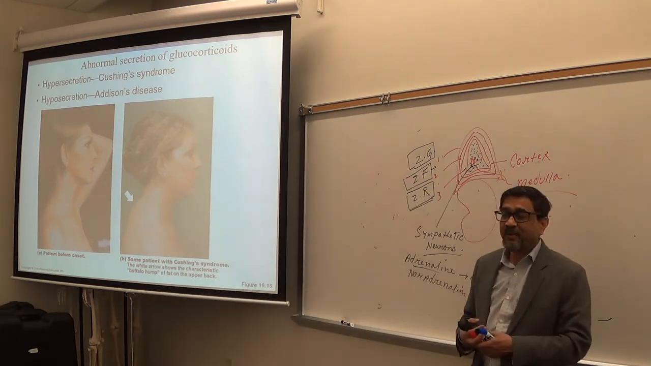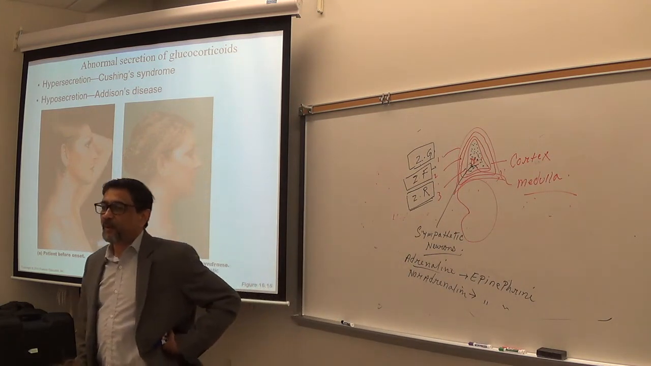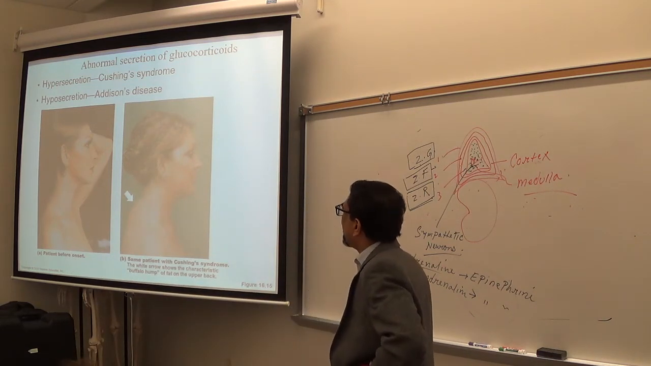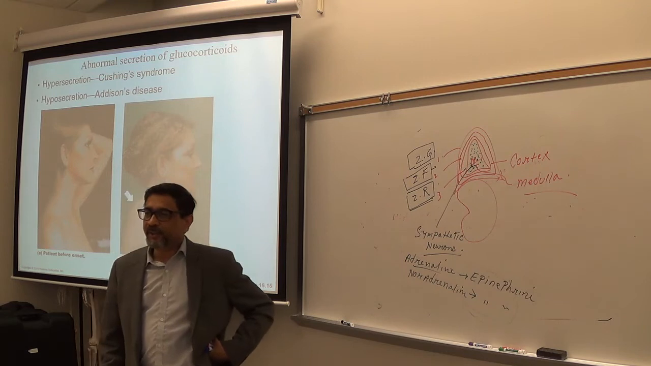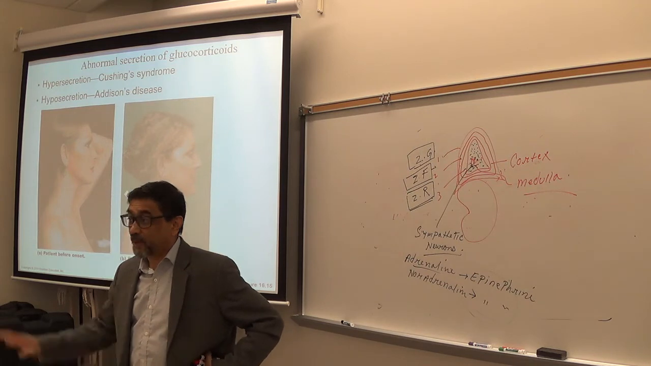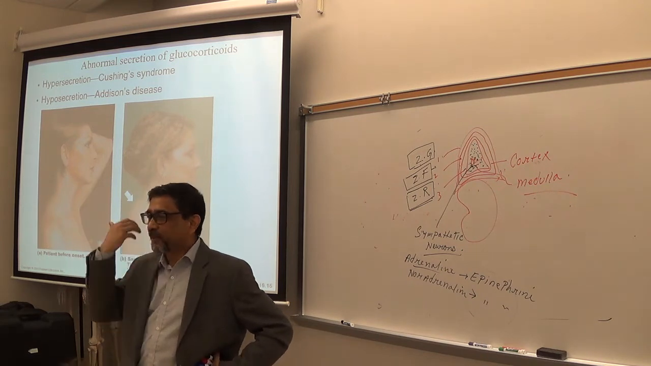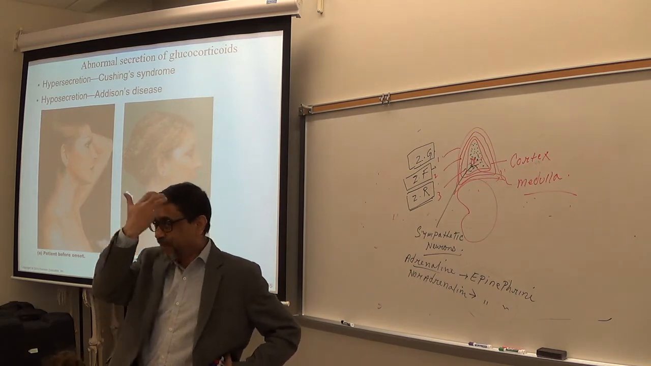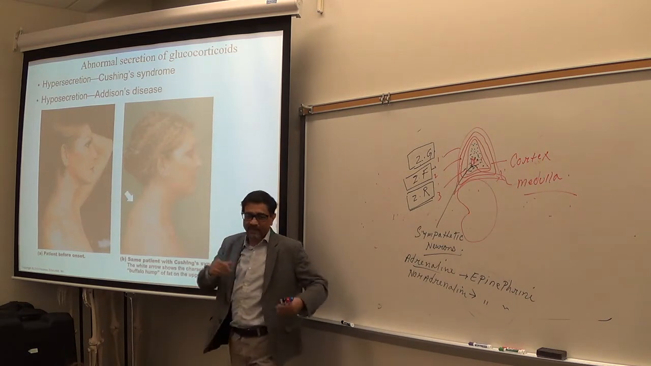Hypersecretion of glucocorticoids can lead to Cushing syndrome. Cushing syndrome is a clinical condition in which the patient gets some symptoms. Three symptoms are very common. One is moon face. Fat accumulates in the face and the face becomes round. You see this pattern before and after. Okay? So moon face is number one.